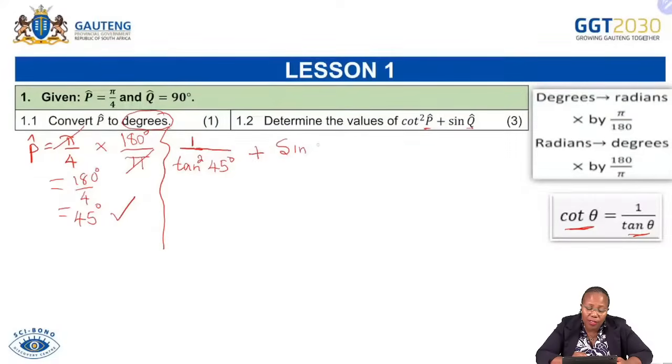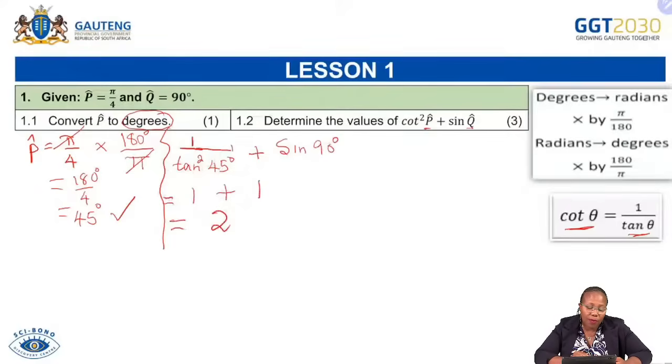What is Q? Q is 90 degrees. Then you'll have your 1 mark there for substitution and another mark for writing cot in reciprocal. And then the next step, we need to substitute now 1 over tan squared 45. Tan 45 is equal to 1, and then 1 squared is also 1. 1 over 1 is 1 plus the sine of 90 is also 1. Then this will give us 1 plus 1, which is 2.